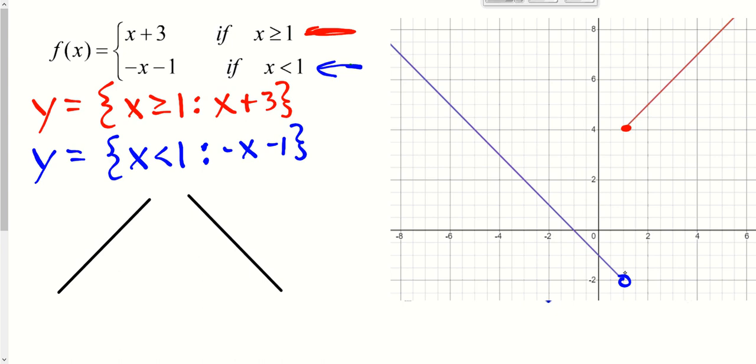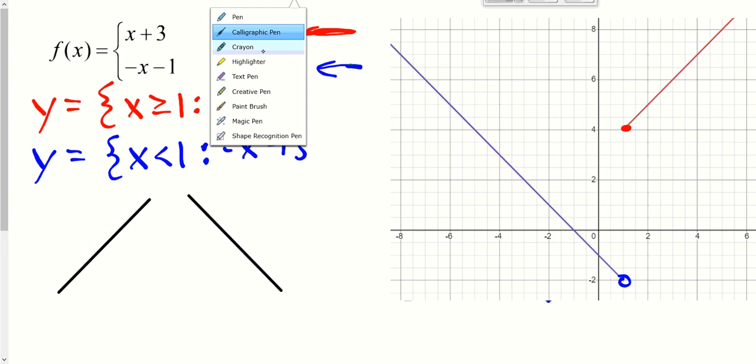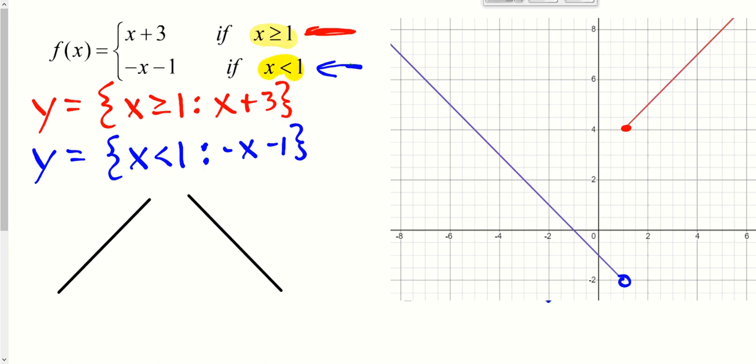Now once again, if you did need to find your domain, it would be, once again, all this highlighted stuff. You're not asked to find your domain, but the two highlighted things after the if include everything greater than or equal to 1 and all numbers less than 1, so that's all real numbers. If you're looking at your range, that would be how far up and down your graph would go. And you can see that it starts here at a height of -2 and then goes up forever, so it would be y greater than, not equal to, because it's an open circle, just greater than -2.